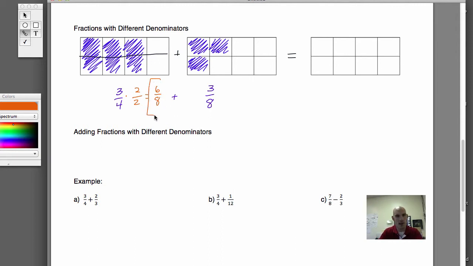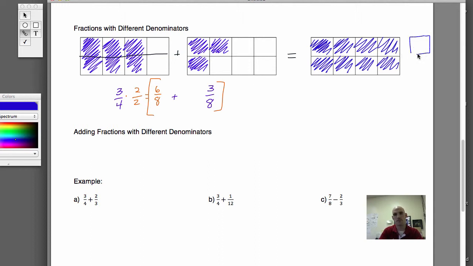Well, look what happens now. If I have this expression, I can simply count up the pieces that I've got. I've got 1, 2, 3, 4, 5, 6, 7, 8, 9 of them. And I'd have 1 extra. Okay, so if I added those, I would end up with 9 eighths, or 1 and 1/8.